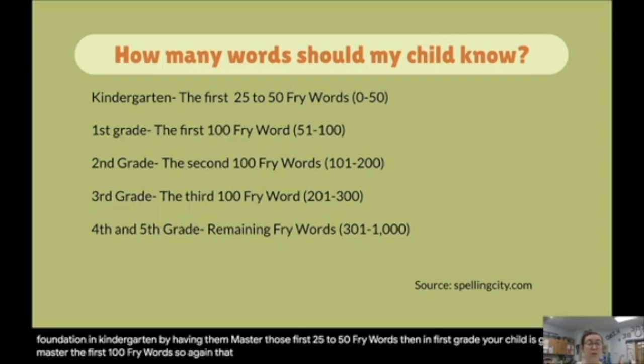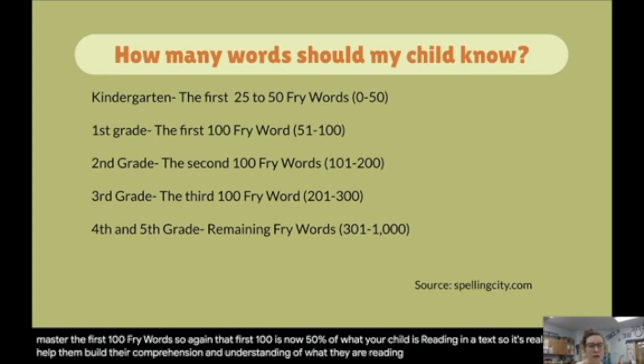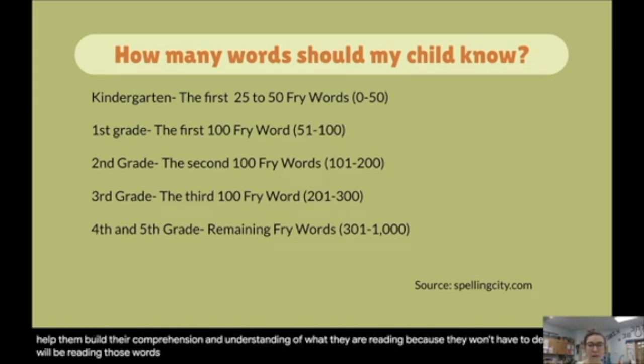Then in 1st grade, your child is going to master the first 100 Fry words. So again, that first 100 is now 50% of what your child is reading in a text. So it's really going to help them build their comprehension and understanding of what they are reading because they won't have to decode it. They will be reading those words automatically. And then in 2nd grade, they are going to master the second 100 Fry words. So that's the first 100 and now an additional 100.